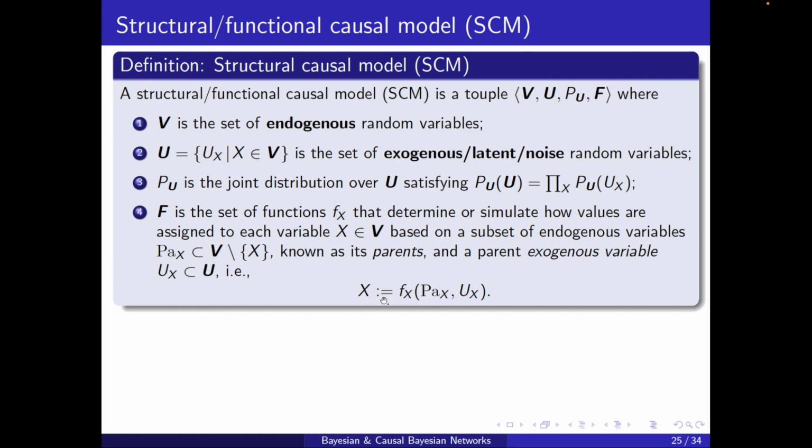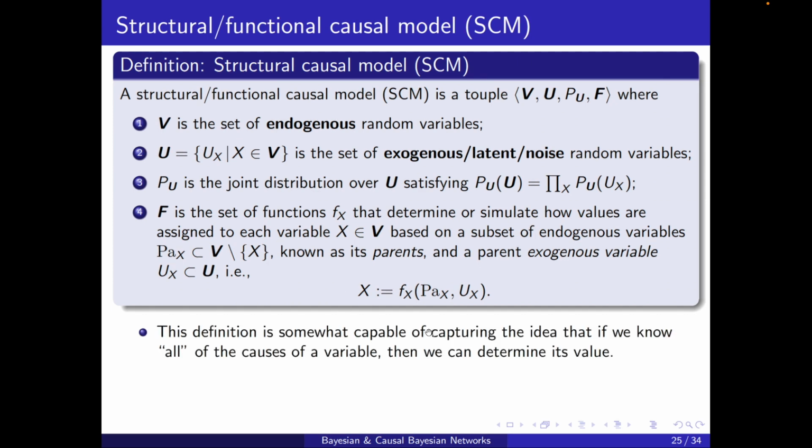Now you see we're putting this double dot and equality sign here. This means that it is assigned to X. It's not that X can be assigned to this f_X. It's a one-way assignment. This is how we denote causality. Sometimes an arrow is used to denote this term. So this definition is somewhat capable of capturing the idea that if we know all of the causes of a variable, then we can determine its value. We discussed this in the previous slide.